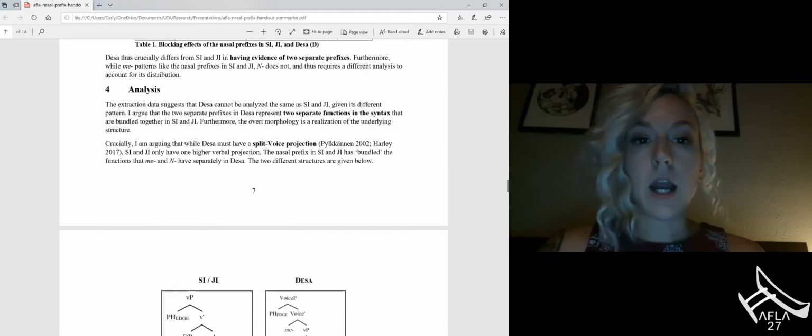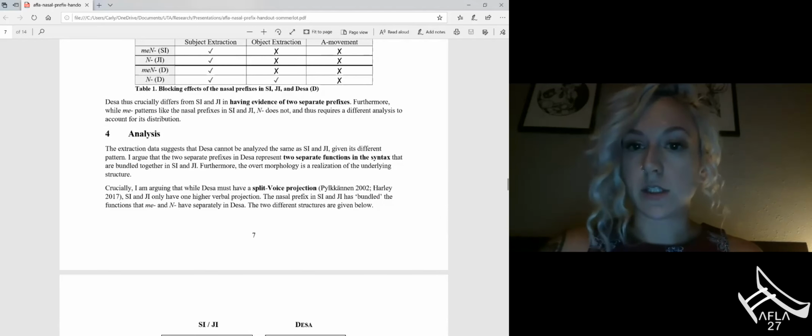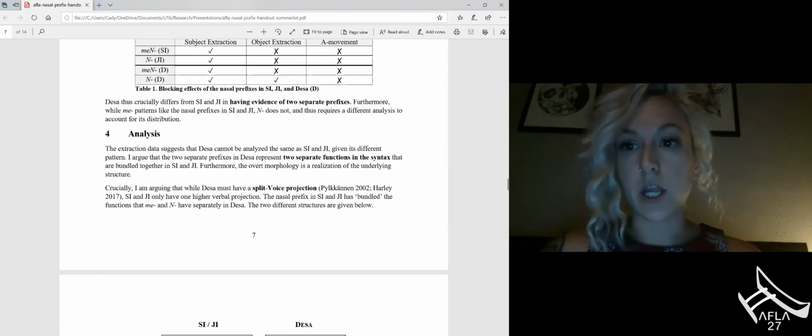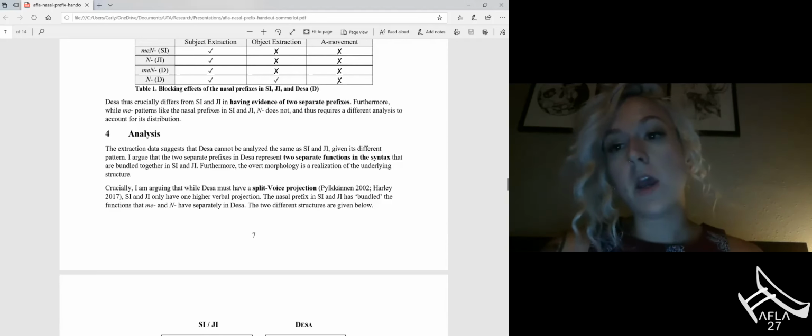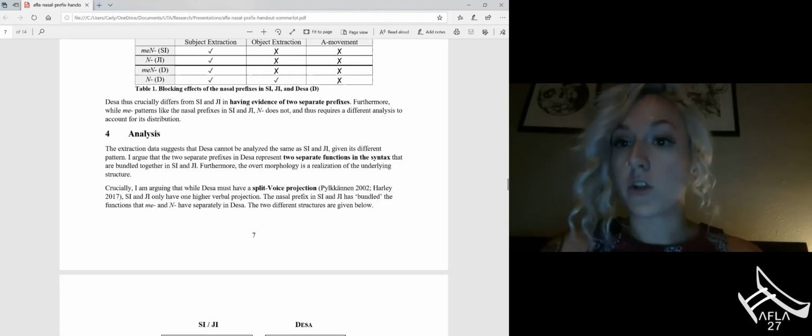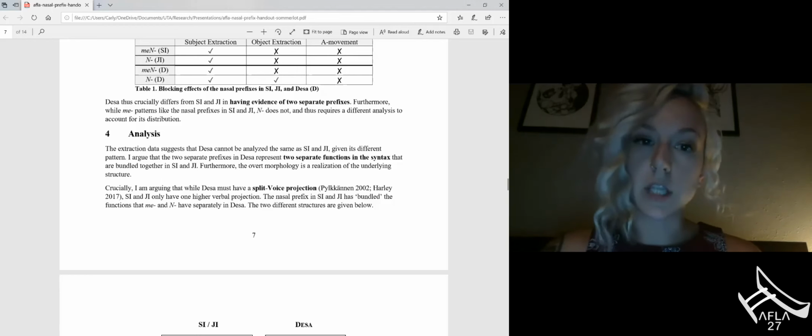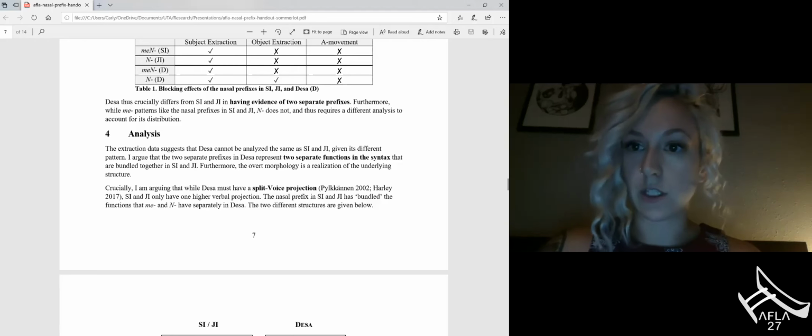So I argue that the two separate prefixes in Desa represent two separate functions in the syntax that are bundled together in standard and Jakarta Indonesian. Furthermore, this overt morphological representation is actually a realization of the underlying structure in the syntax.